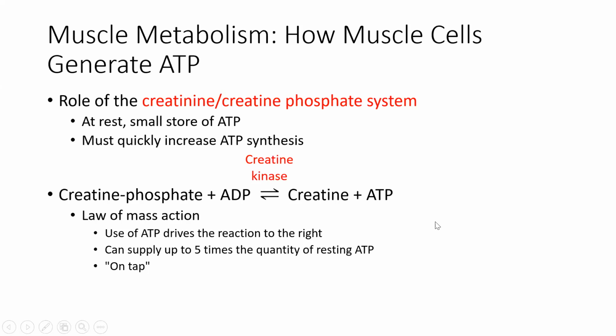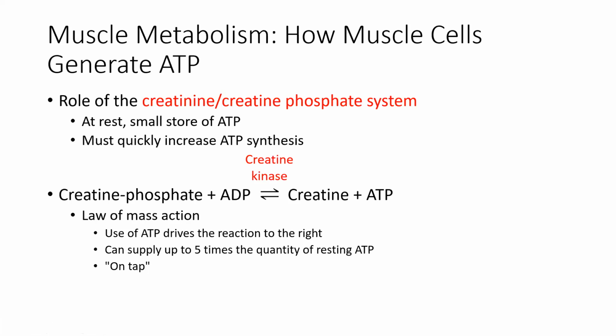And then this reaction can also occur in the left or the reverse direction, which is where we have enough ATP on hand and the muscle has now begun to relax, and we can drive the reaction back to the left and make creatine phosphate and ADP once again. So we're pretty much just using creatine kinase to pass this phosphate back and forth. So the phosphate can either be on creatine, or we can put it onto ADP and make some new ATP.